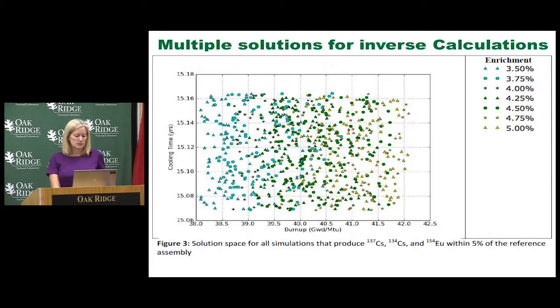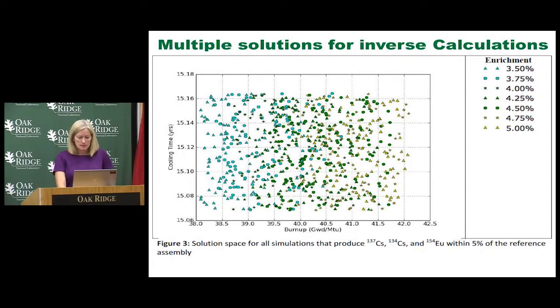This is how many spent fuel assemblies will have the same answer. So we really can't pin down very well what the initial enrichment, burnup, and cooling time is for these assemblies. So you see cooling time is here on the left, and we're within a year for cooling time. That's the easy one. The burnup, we're within 4 gigawatt days, and the initial enrichment from 3.5% to 5% initial enrichment. That gives a lot of variation in plutonium content.